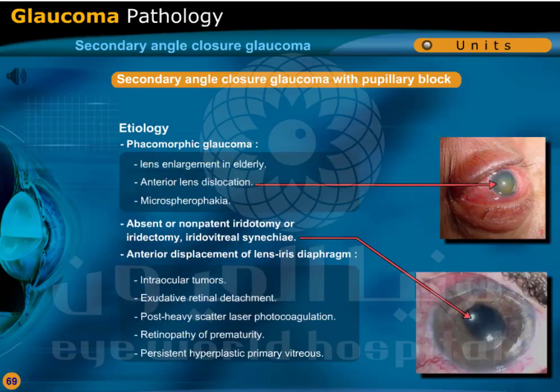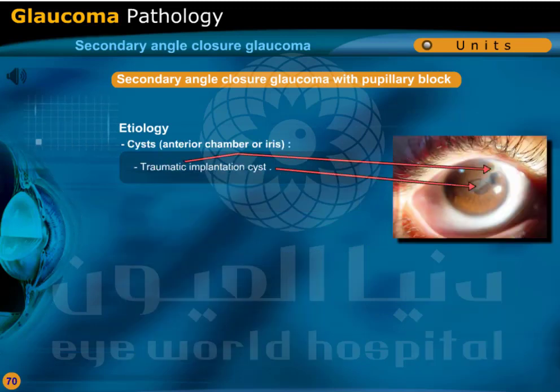Phacomorphic glaucoma: lens enlargement in elderly, anterior lens dislocation, and microspherophakia. Absence or non-patent iridotomy or iridectomy, iridovitreal synechia. Anterior displacement of the lens-iris diaphragm by intraocular tumors, exudative retinal detachment, post heavy scatter laser photocoagulation, retinopathy of prematurity, and persistent hyperplastic primary vitreous. Cysts of the anterior chamber or iris, traumatic implantation cyst.